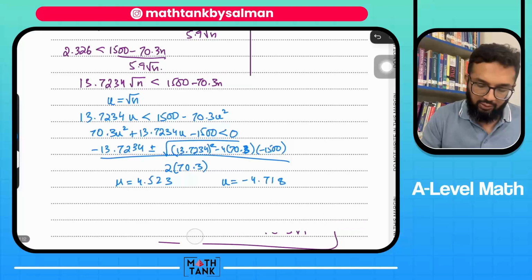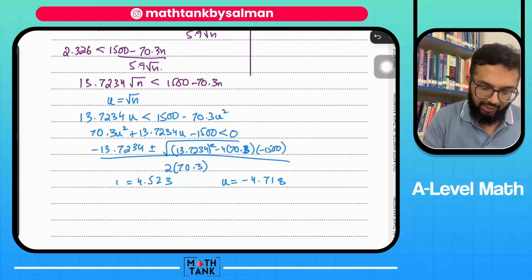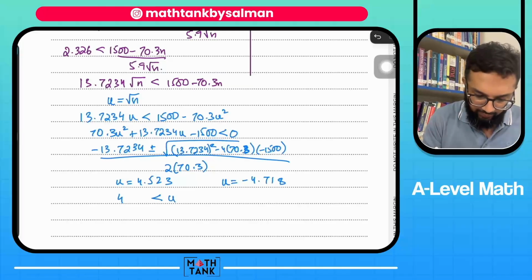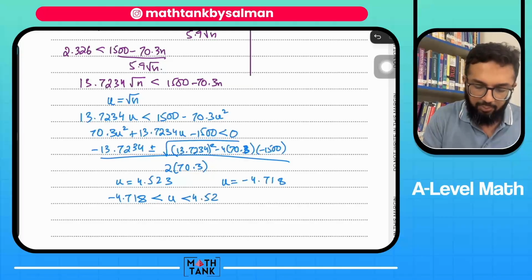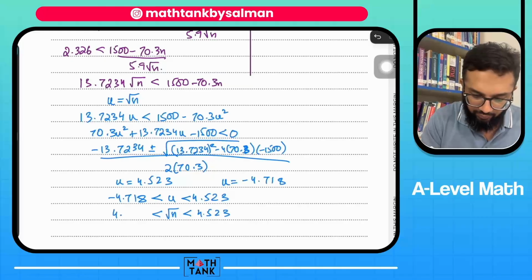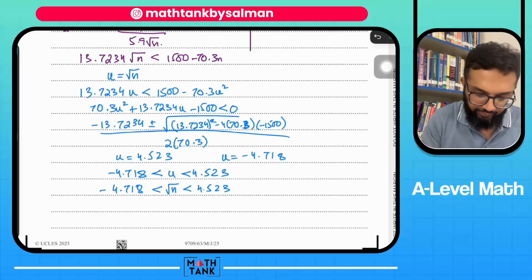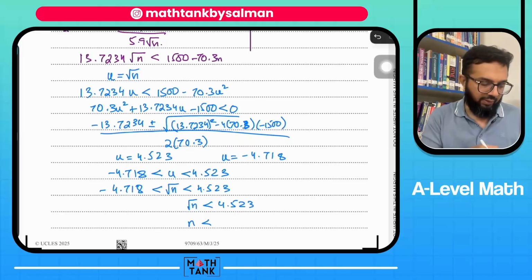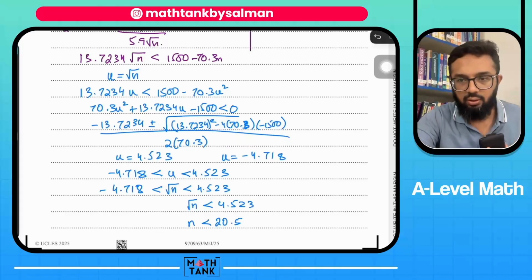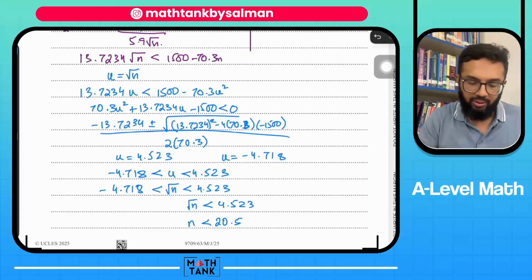Okay, but those are values for u. I need to find out values for n. So what was my answer? u is between minus 4.718 and 4.523 based on this inequality that I have here. u is basically root of n, so root n is less than 4.523. n should be less than 4.523 squared, 20.5. So n is less than 20.5. So n is therefore 20.